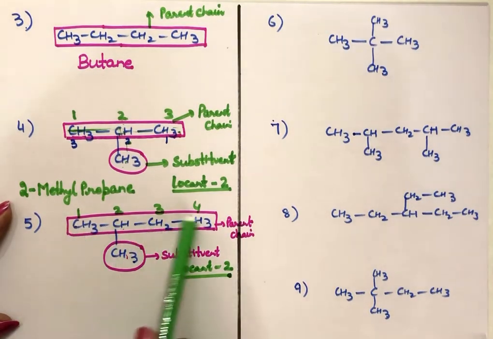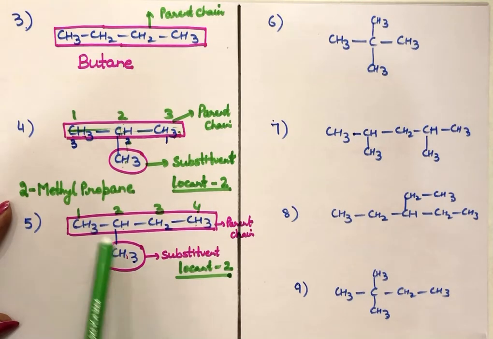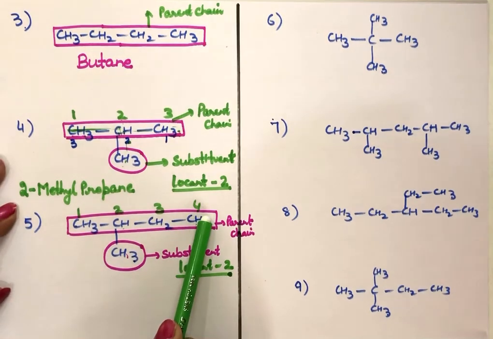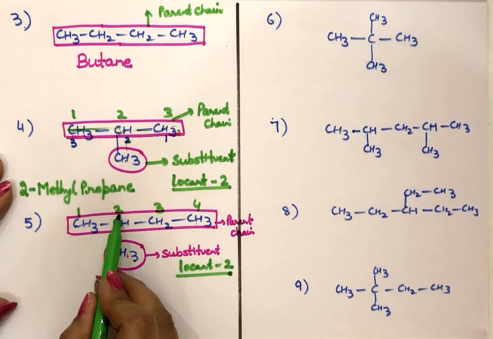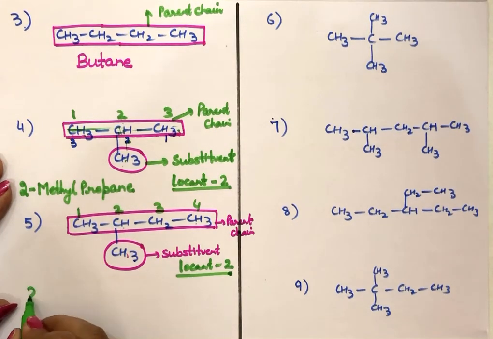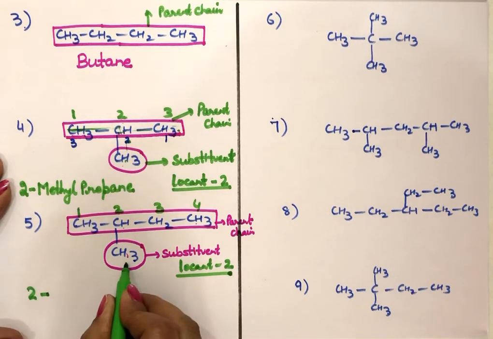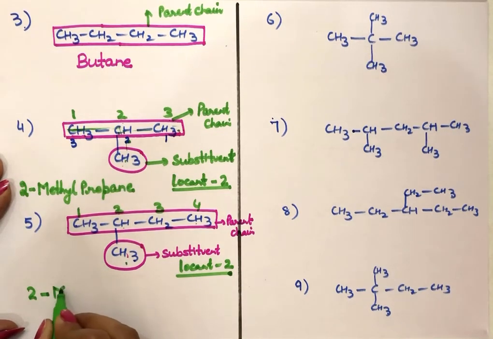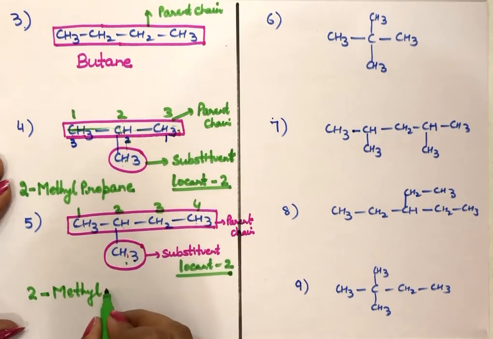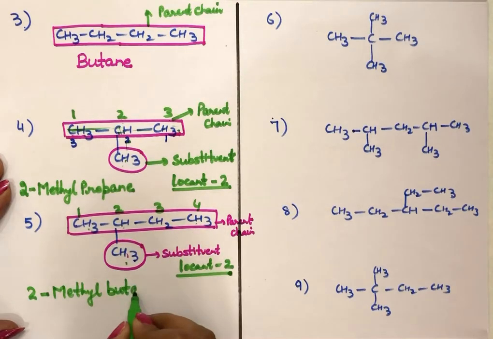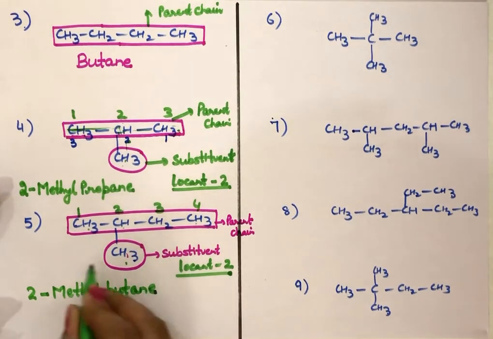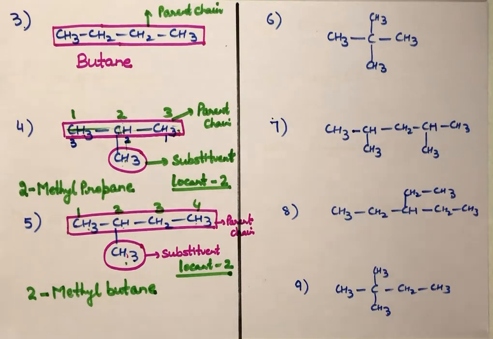After numbering the chain, now we'll write the name. First is to choose the parent chain and substituent. The second rule is to number the chain. Now third, we have to write the name. In the name, first we write the position of the substituent. The position is 2. Then hyphen. Now the name of the substituent CH3 is methyl. Now come to the chain. 4 carbon atoms, but. All 4 are linked by single bonds, so it is ane. 2-methylbutane is the name of this compound.